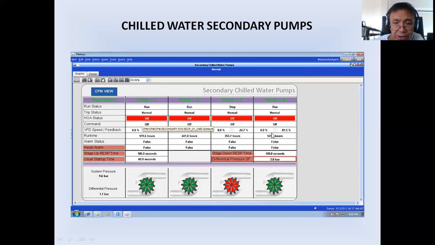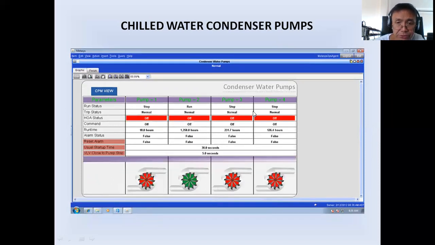Okay. Now here, I think on this one, I grabbed the screen during the manual operation of the chiller. So during the first few days of running these chillers, some chillers are being run in manual. It is not yet set to fully automatic operation. Okay. Now, this is the secondary chilled water pumps. Now let's go to the condenser pump.